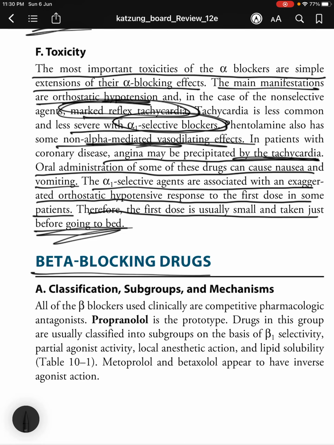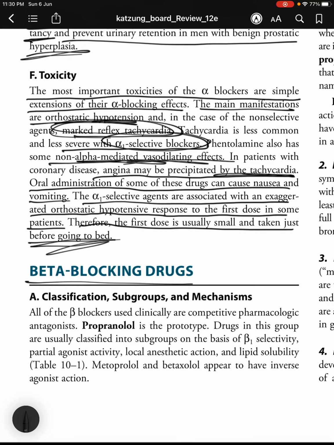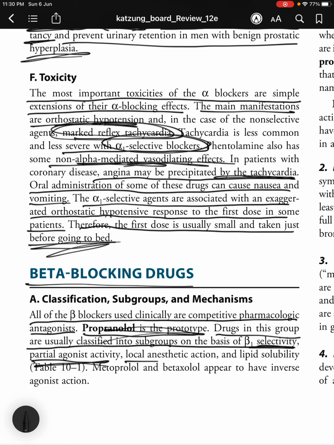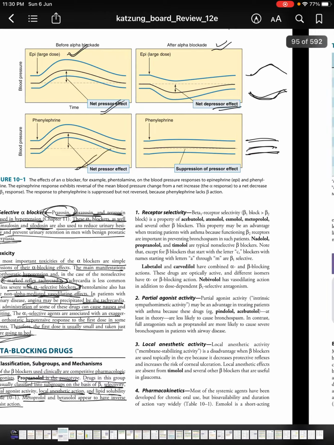So now let's move on to the beta blocking drugs. Coming to the classification, subgroups and mechanisms, all of the beta blockers used clinically are competitive pharmacological antagonists. Propranolol is the prototype. Okay, it is non-selective. Drugs in this group are usually classified into subgroups on the basis of beta 1 selectivity, partial agonist activity, local anesthetic action, and lipid solubility. Metoprolol and betaxolol appear to have inverse agonist action.